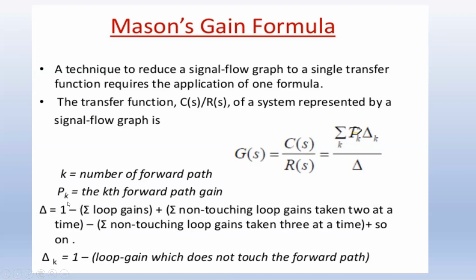If we isolate the kth forward path, we can have a similar kind of formula, but based on the isolated forward path we find this determinant. In this manner, based on Mason's gain formula, we can find the overall transfer function of a given system. In the next class, we will discuss how we do that with a problem, and that will be much clearer to you.